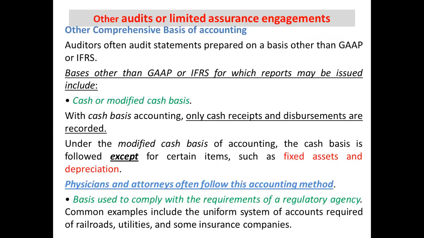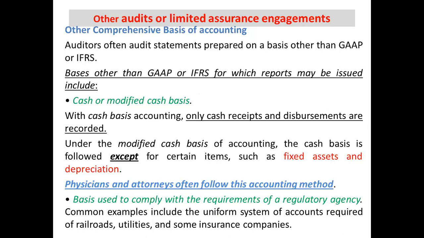Let's talk about the first engagement, when the company presented the financial statement on the basis of another comprehensive basis of accounting. We have that other basis, rather than the common GAAP or IFRS framework. The company may present the financial statement based on cash or modified cash basis. As you know, under GAAP or under IFRS, most financial statements are presented on the accrual basis. Sometimes the company uses the cash basis or modified cash basis.